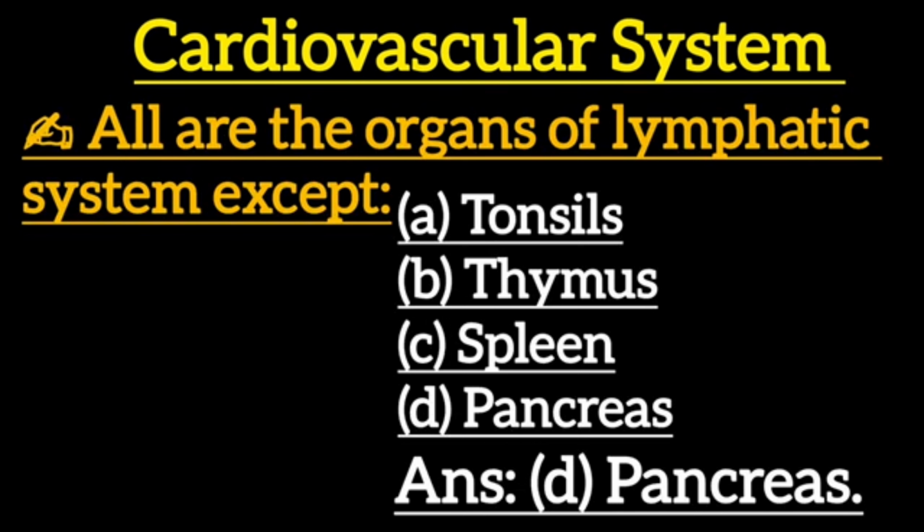Next one is, all are the organs of lymphatic system except option A, tonsils. Option B, thymus. Option C, spleen. Option D, pancreas. Correct answer is option D, pancreas.